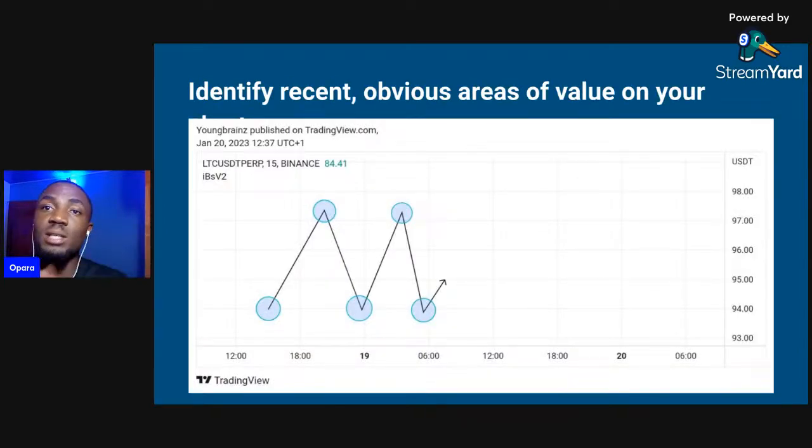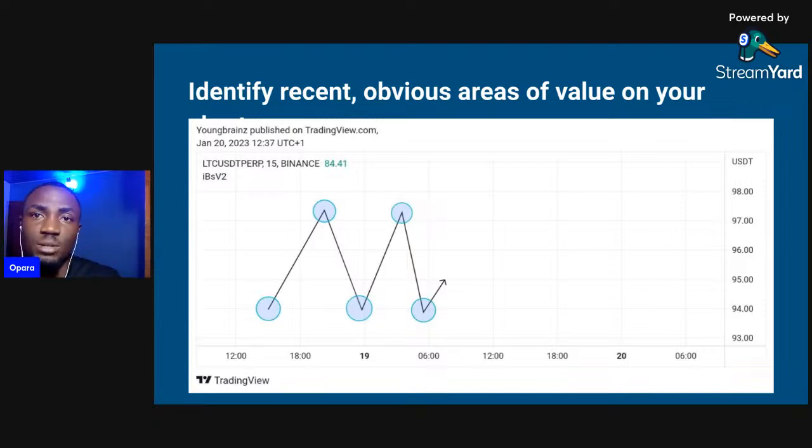Your support and resistance. The first thing you need to do is identify your recent and obvious areas of value on your chart. I think I just made a mistake with my chart, but this is it. I'm trying to teach you how to identify your support and your resistance. So the first thing you need to do is identify your recent and obvious areas of value.